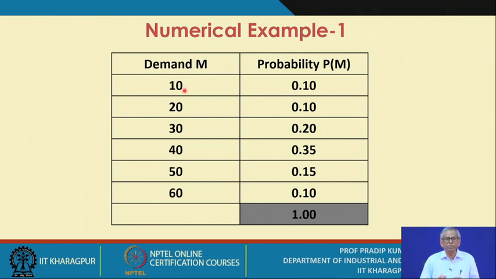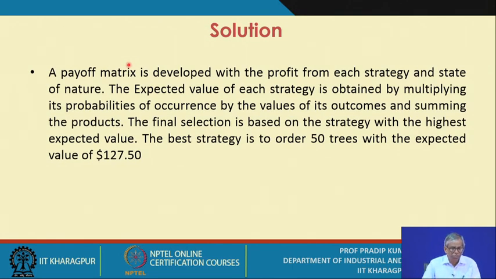That means it is an exhaustive situation. That may not happen in almost all cases. It is a theoretical possibility, but here for the illustration purpose we are assuming that all possible demand levels are known, and the corresponding probabilities are also known. So, now a payoff matrix is developed with the profit from each strategy and state of nature. So, the payoff matrix you have to create.